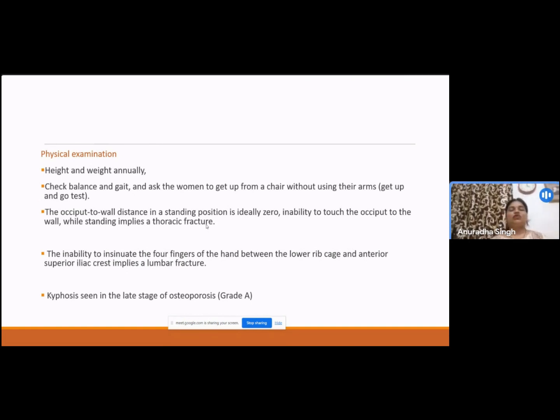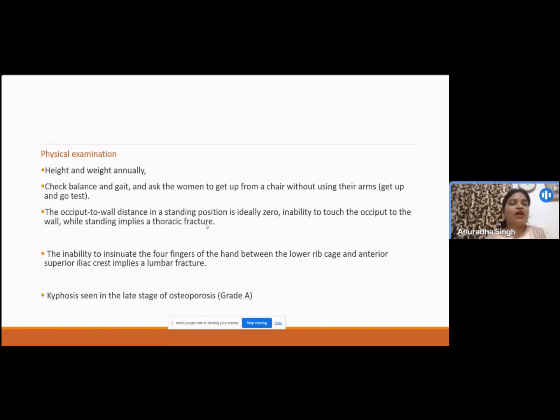It is a simple test to look for sarcopenia or muscle health also, and we ask the lady to stand against the wall, and normally the occiput usually touches the wall if the curvature of the spine is normal. The occiput to wall distance in a standing position should ideally be 0, and if there is an inability to touch the occiput to the wall while standing, it may imply a thoracic fracture.